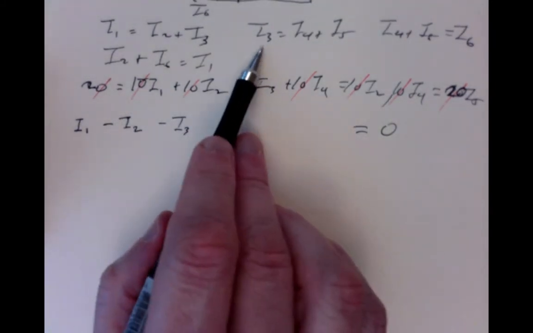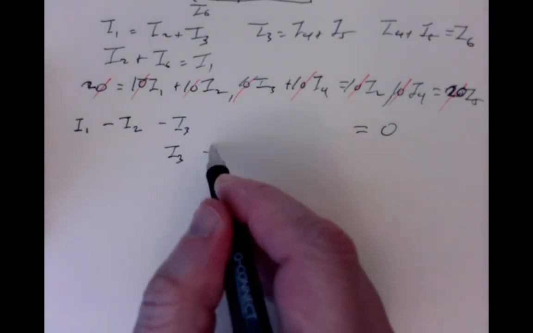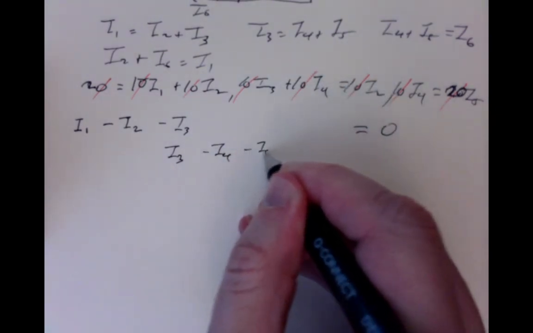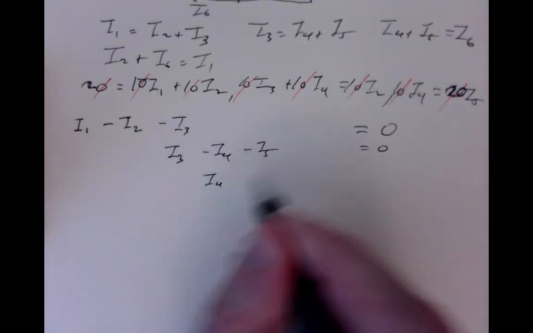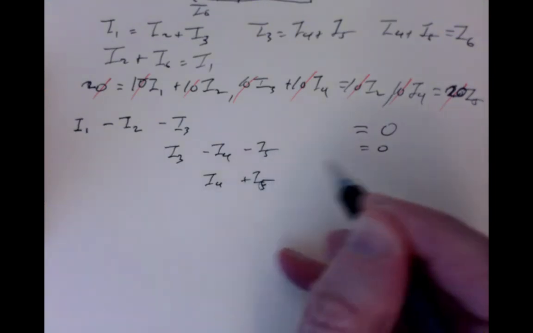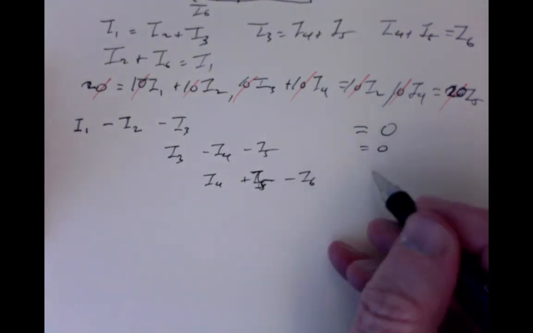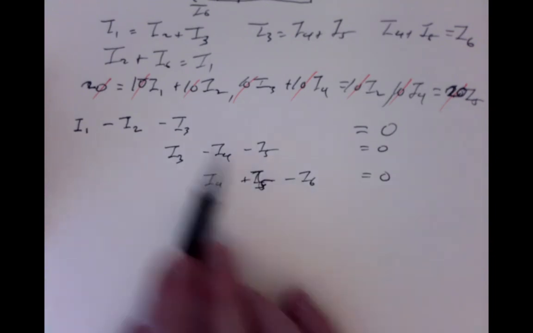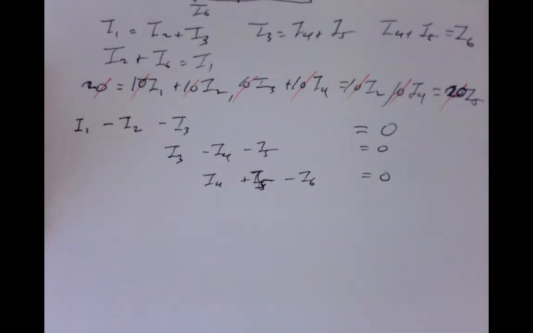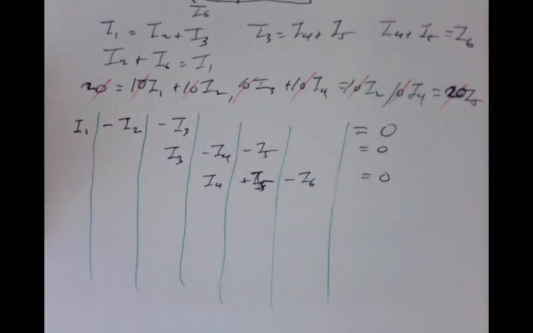So the next equation is going to be I3 equals I4 plus I5, so I3 minus I4 minus I5 equals 0. Then the next equation is I4 plus I5, and that's minus I6 if we want it to be on the same side. I want to put all the variables on this side, and then equals 0. That's this equation written out here. Now we can go on to the next one. It's maybe best if I give myself some sense of columns so that I don't mess it up, although it's done in the notes without the columns. But we can write them like this.